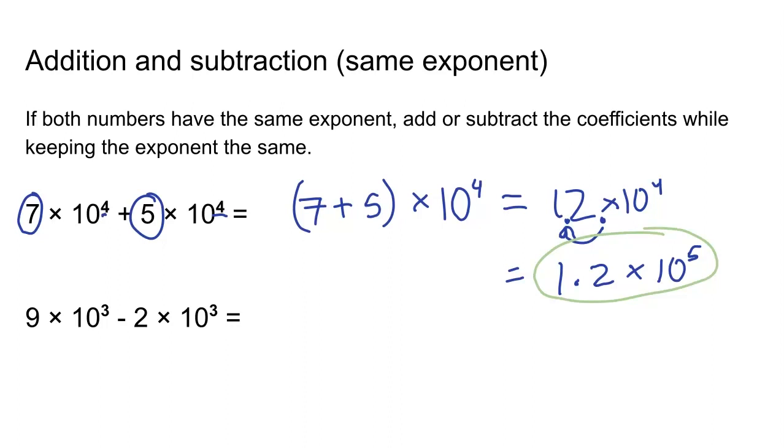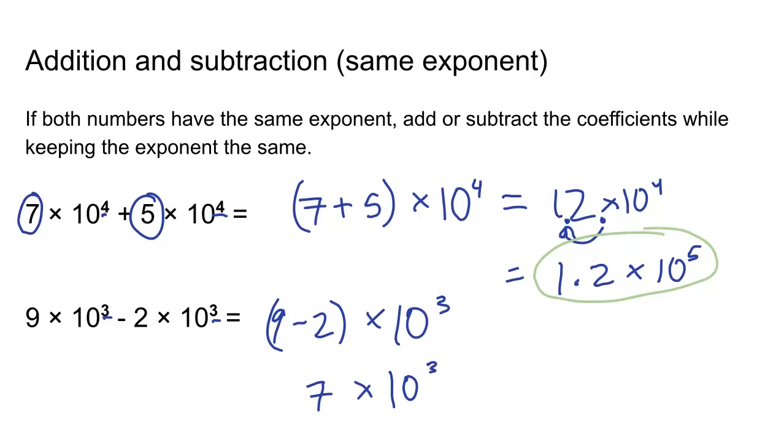Next you have 9 times 10 cubed minus 2 times 10 cubed. In this case, both numbers have the same exponent of 3. So now you need to subtract the coefficients, which gives you 9 minus 2 times 10 cubed. And 9 minus 2 is 7 times 10 cubed.